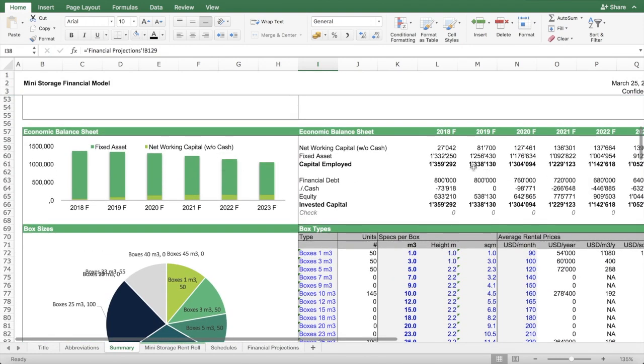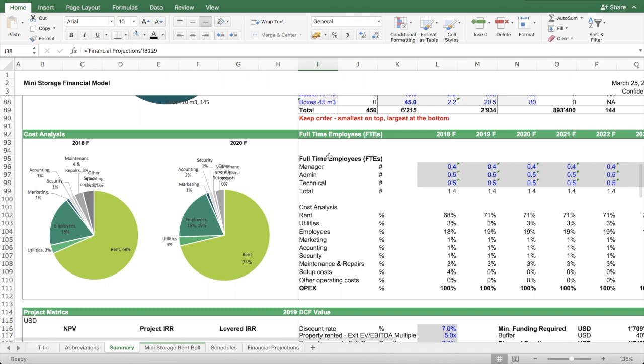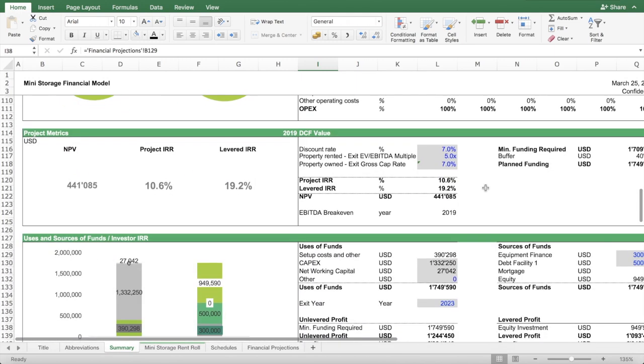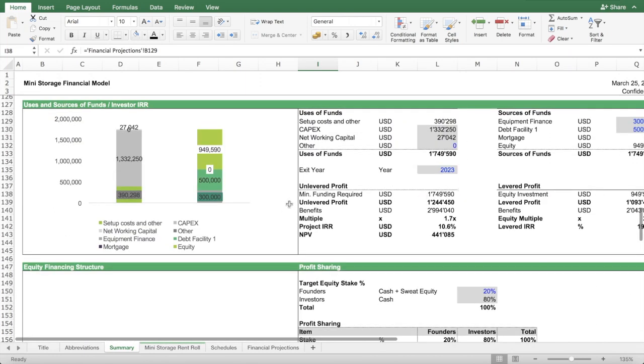How does the balance sheet look like? What does the basic pricing policy look like? What does the cost structure look like? How many employees do you need? And then what does this mean in terms of the financial feasibility? How much project and equity IRR can you expect from this project?